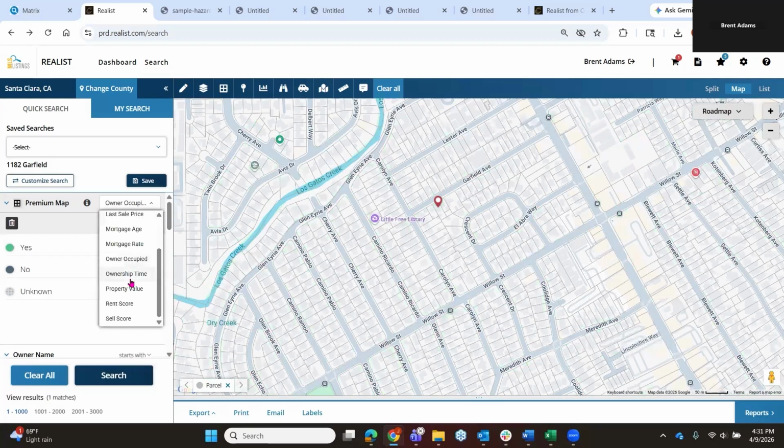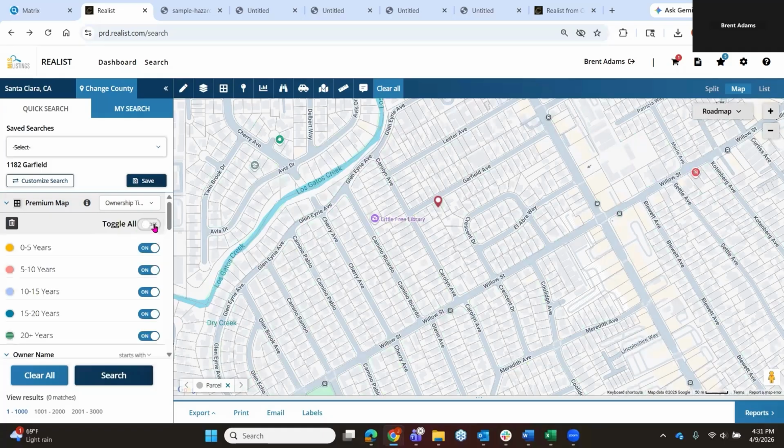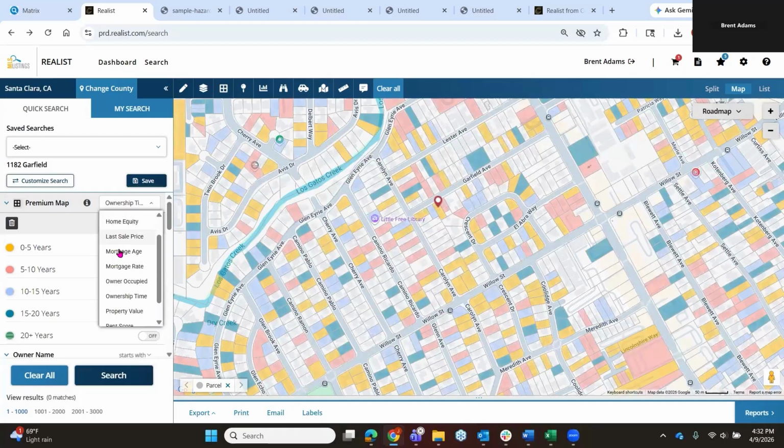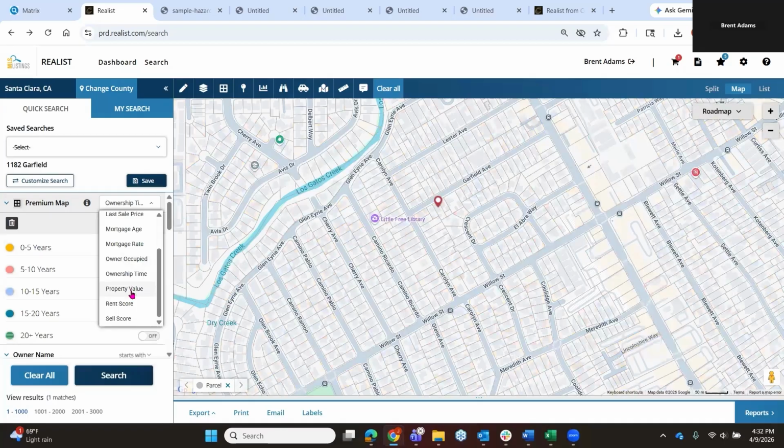You can find out how long people own their homes, another great indicator as to whether or not people might be looking to list their property with you in the near future, too. A few others are going to be what are the values of these homes? And then, of course, we've got our rent score.